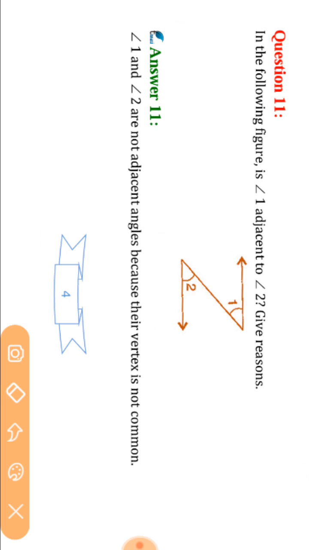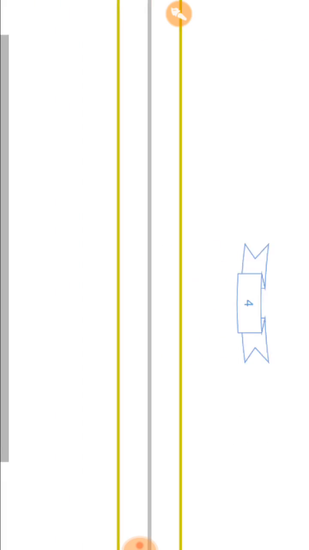See, angle 1 and angle 2 are not adjacent because we said a common vertex and a common arm should be there. Even though these have a common arm, this vertex and this vertex are different. So that's why these are not adjacent. We can tell because it doesn't have a common vertex.